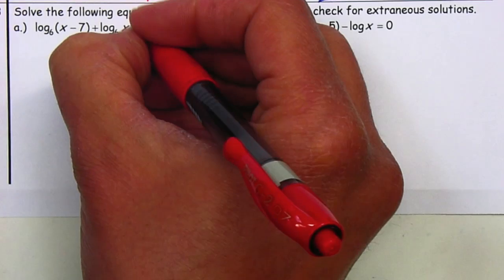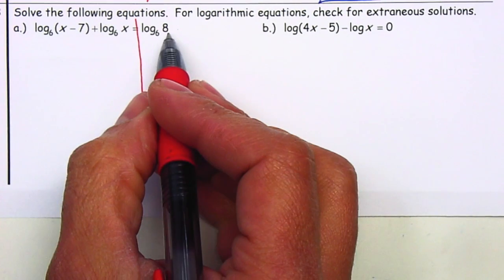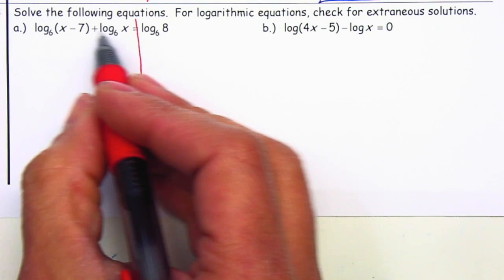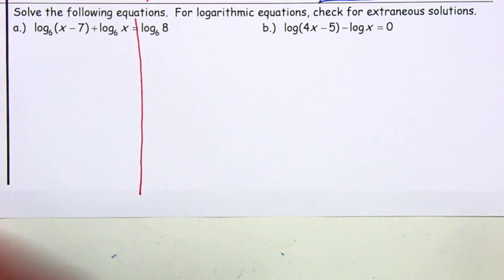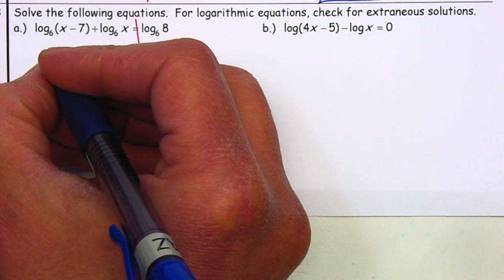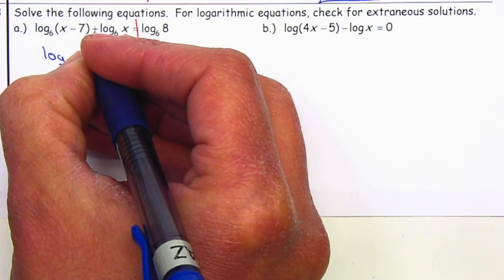I'm going to go and draw the line. I have two logs on the left hand side, I have one on the right hand side. So the first thing, I want to be able to combine both logs on the left hand side. I want to be able to condense it using the product property. So I'm going to have log base 6, and because they're adding, I'm going to go and multiply.